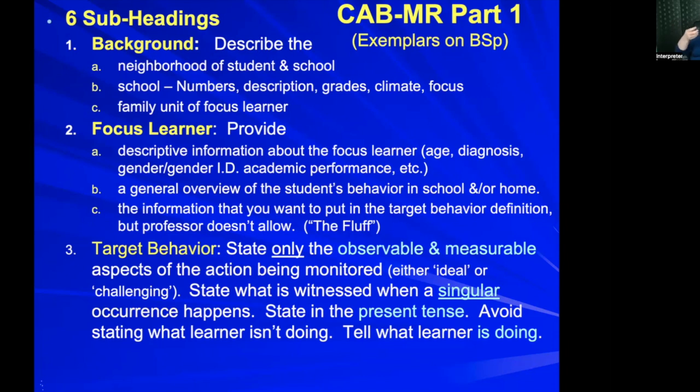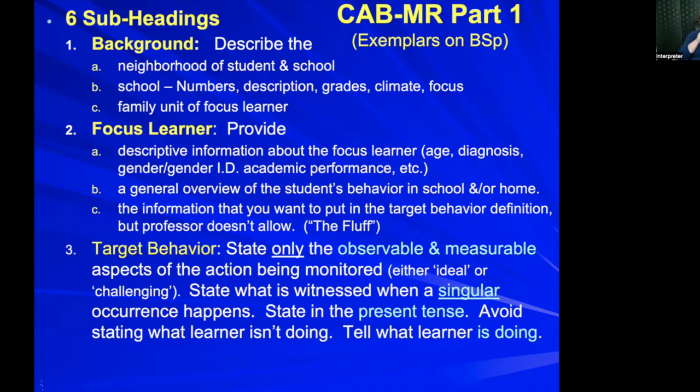And then supply some information on the family unit of your focus learner, if indeed you're privy to that information. If not, you'll want to be sure to mention that you do not have access to that information. And then a bit about the focus learner. Tell us all about aspects of his or her development and identification. A little bit about the student's behavior in the school and the home, if you happen to be privy to that information.